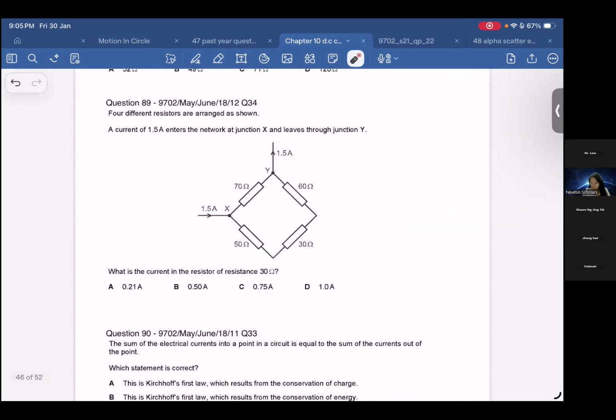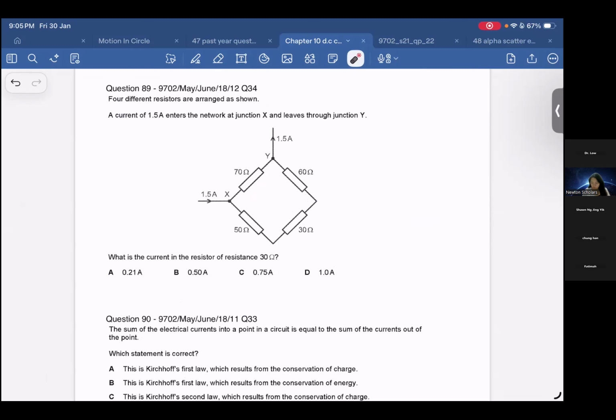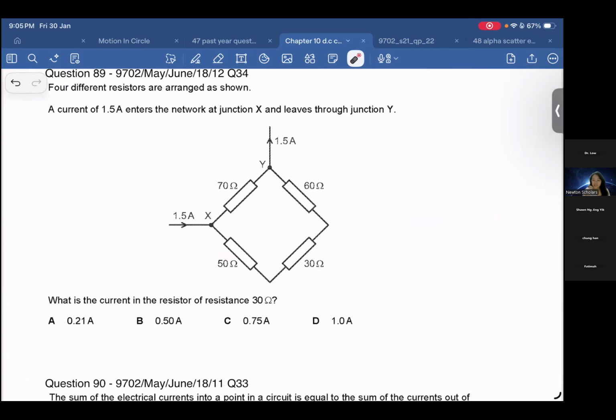Okay, dear, go to question number 89. 89, we did a similar question before. So this one also needs some sense. If you got the sense, then you can solve it very fast. Okay, so you try. 1.5 ampere enters the junction X and leaves the junction Y.